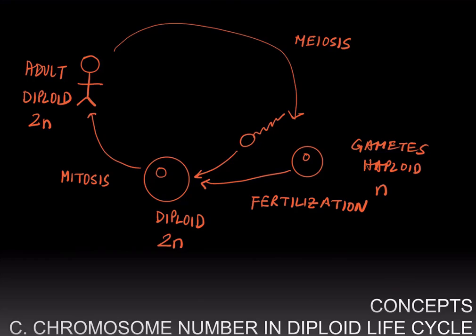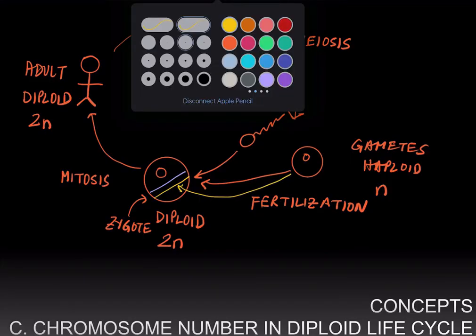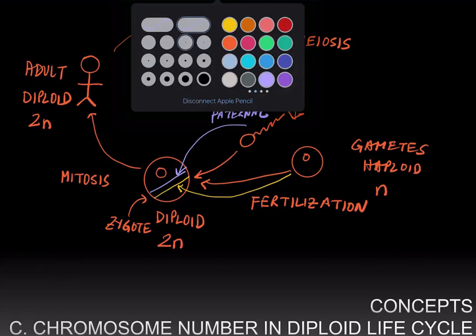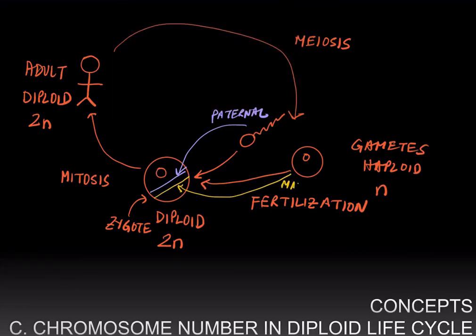And evidently, for each pair of homologous chromosomes in the zygote, one of the pair came from the egg and the other came from the sperm, and that's why this is the paternal and the other one is the maternal homolog of a pair of homologous chromosomes.